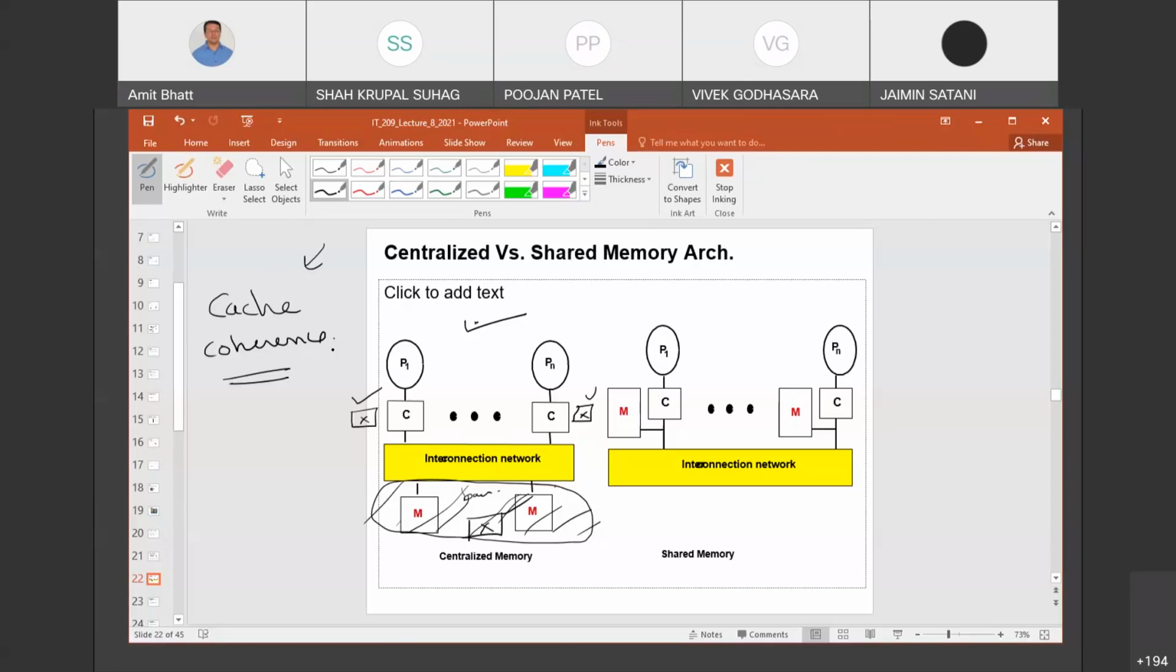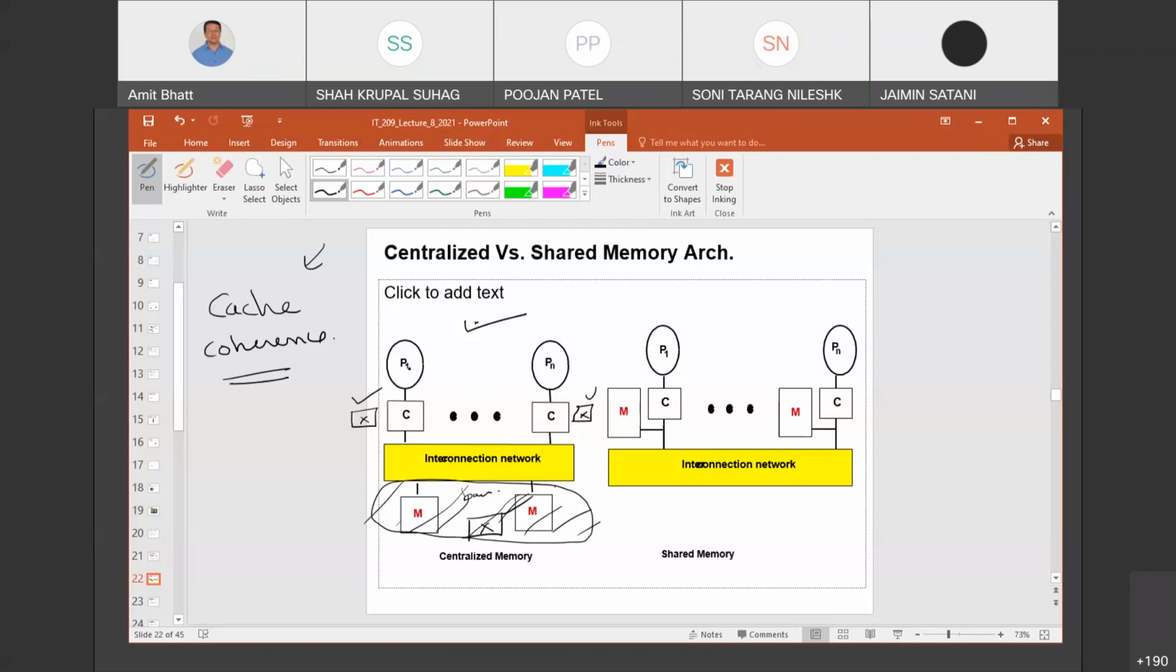Hello, sir. Yes. Is there an upper limit on the number of cores one can have in the centralized memory class of multi-core processors? Yes. And I will tell you why. See, when we study the coherence and how the actual mechanism works, at that time it will become clear to you. But right now, I can tell you very quickly.